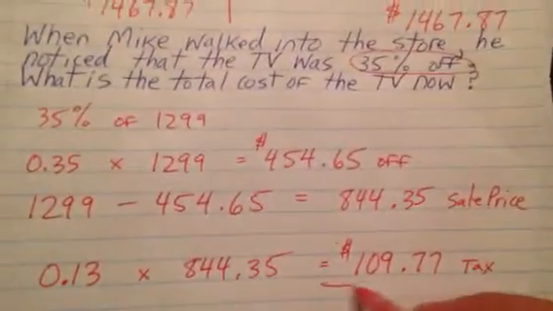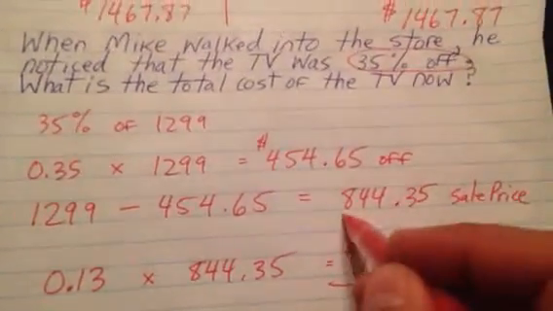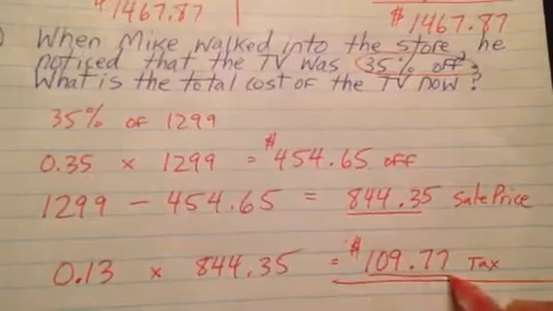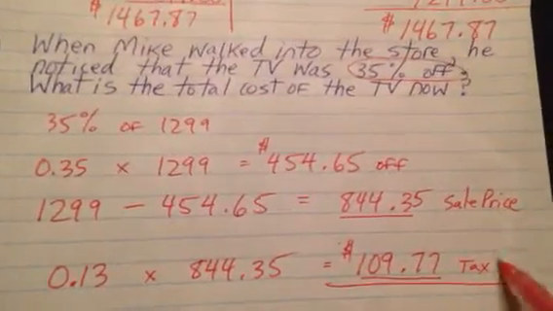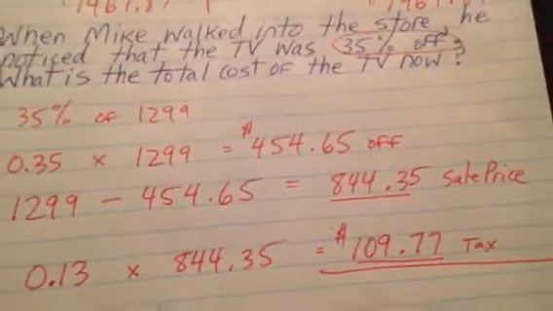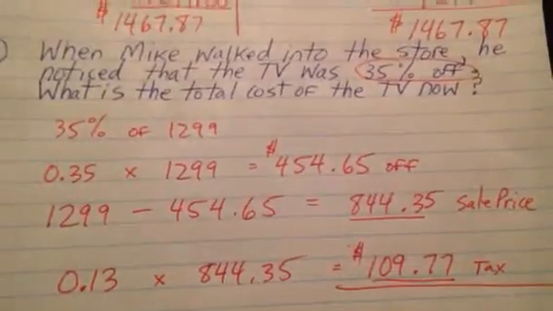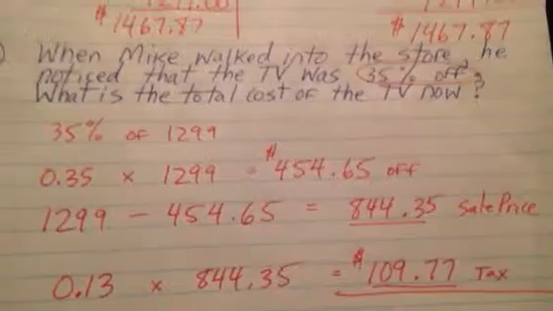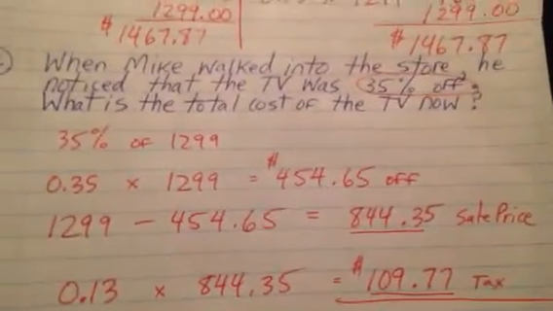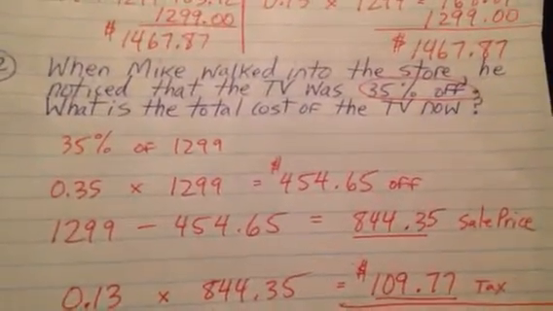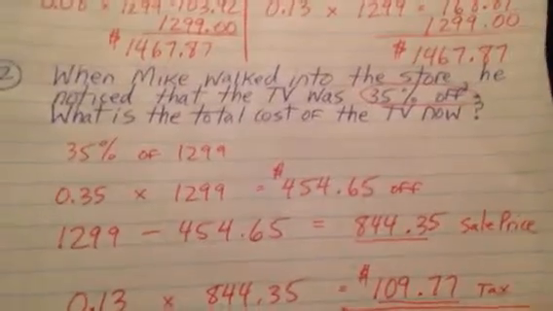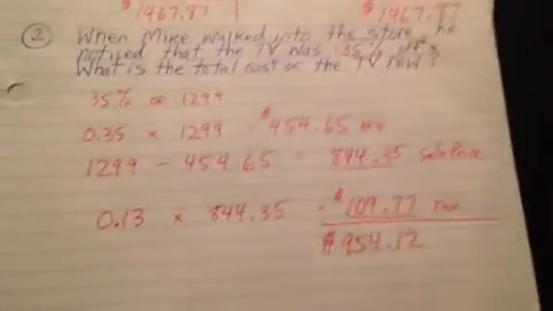Right? So now all we have to do is add up this number and that number, those two, the sale price plus the tax. So we got 844.35 added to 109.77, and you get $954.12. So isn't that kind of nice?